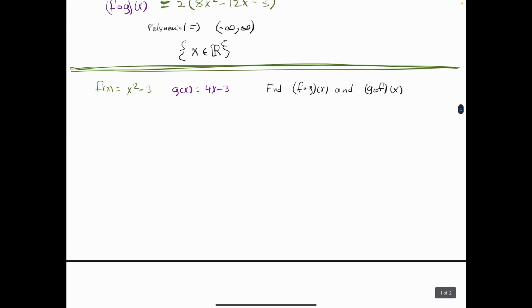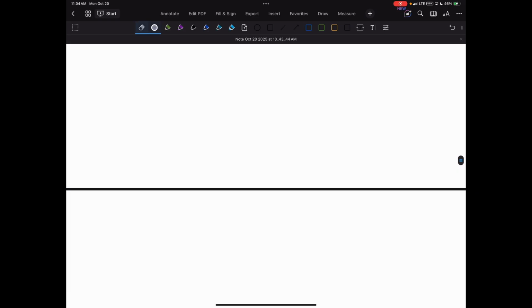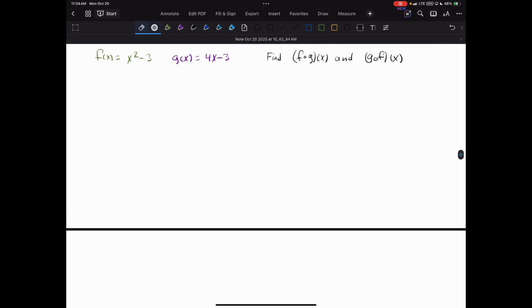All right. And so now we've already found F circle G. So what am I trying to do? I'm trying to find G circle F because I already found F circle G. Well, F circle G was f of g of x. And so G circle F, that's going to be, again, read from left to right here. That's going to be g of f of x.